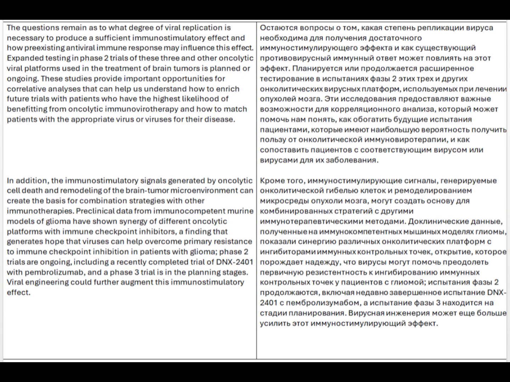Preclinical data from immunocompetent murine models of glioma have shown synergy of different oncolytic platforms with immune checkpoint inhibitors, a finding that generates hope that viruses can help overcome primary resistance to immune checkpoint inhibition in patients with glioma. Phase 2 trials are ongoing, including a recently completed trial of DNX-2401 with pembrolizumab, and a Phase 3 trial is in the planning stages. Viral engineering could further augment this immunostimulatory effect.